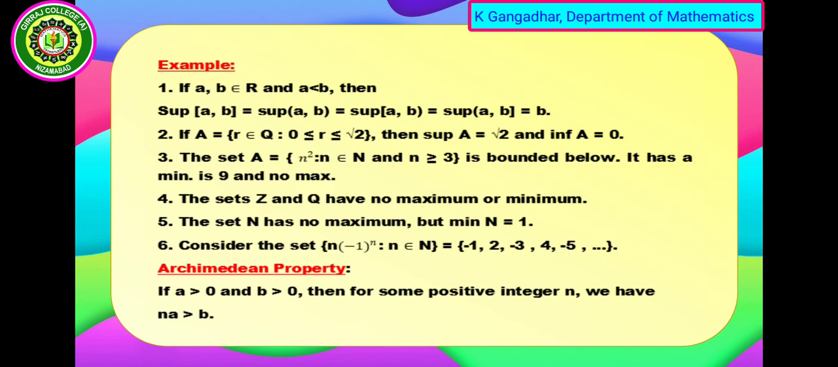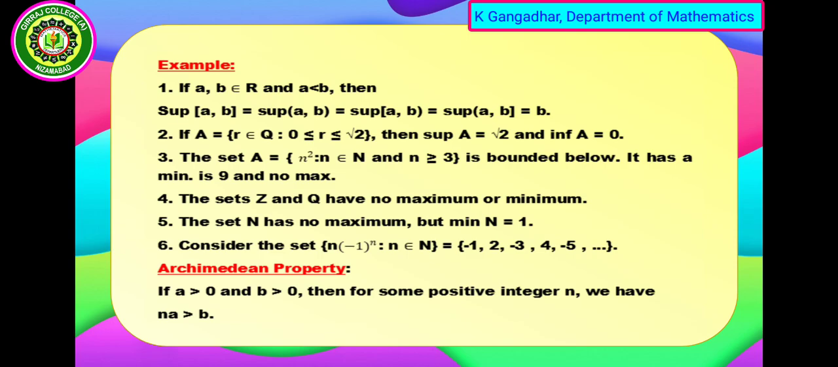Now some examples on supremum and infimum. First, if a, b belong to R and a is less than b, so a and b are real numbers with a less than b, then the supremum of the closed interval [a,b] and of the open interval (a,b) is b, the right side value. The infimum of the closed interval [a,b] and of the open interval (a,b) is the left side value a. Here the condition a less than b is given. So the supremum is the right side value in the interval, and the infimum is the left side value.